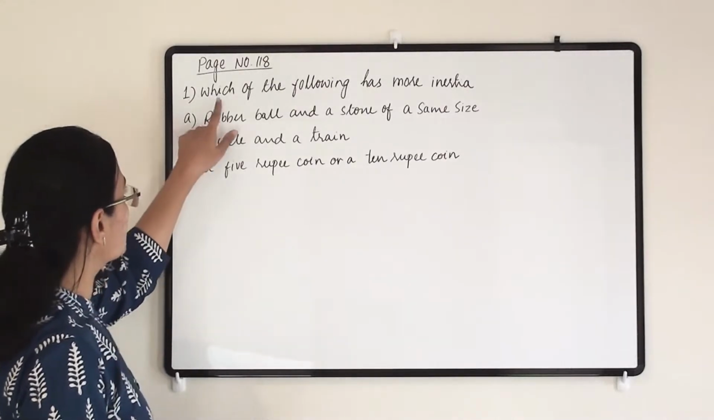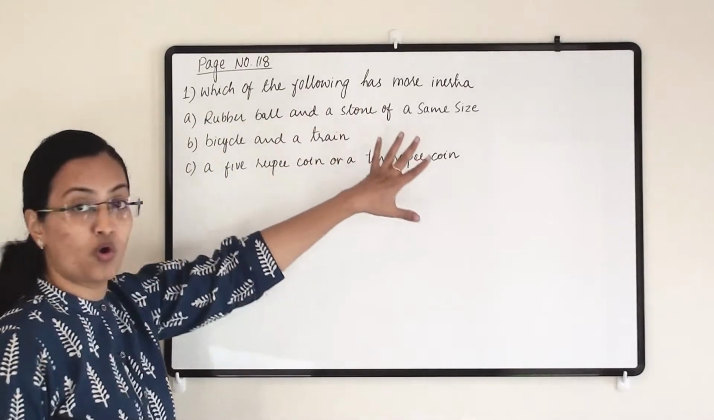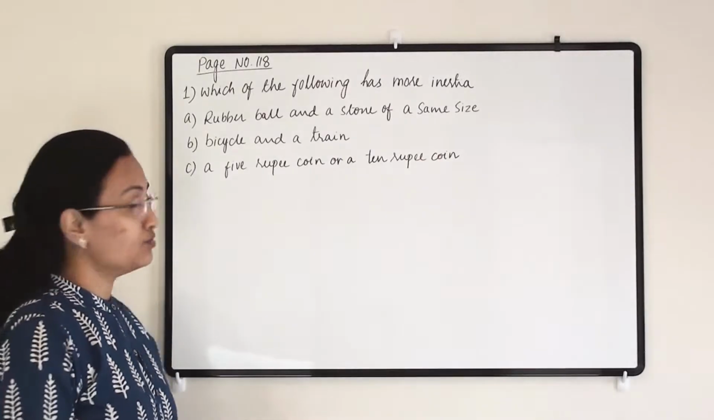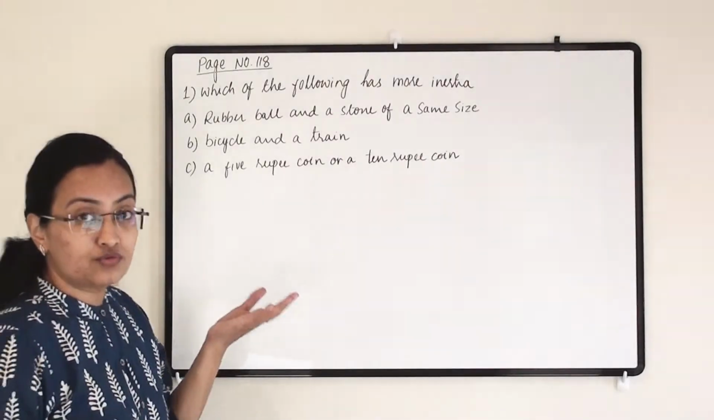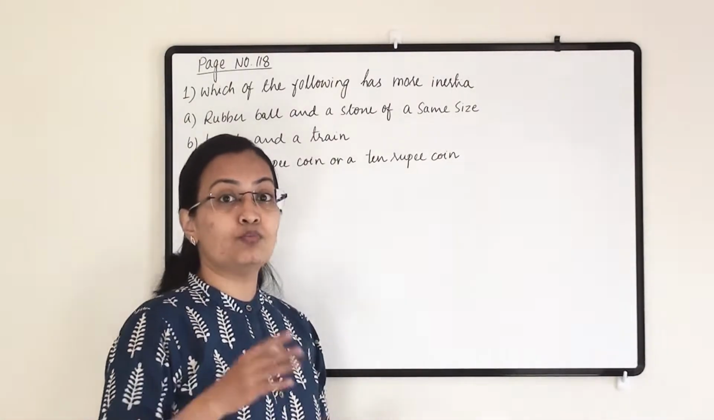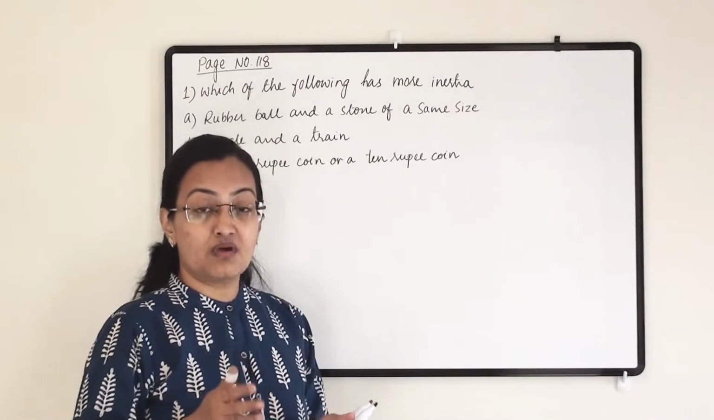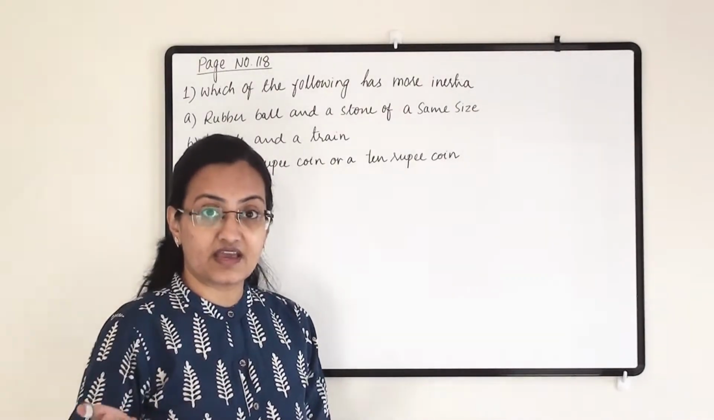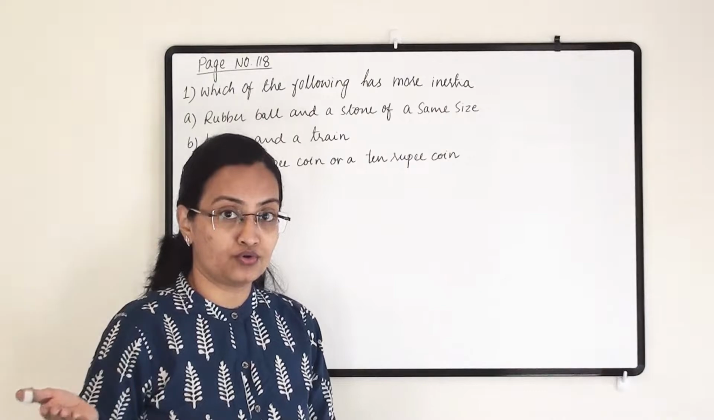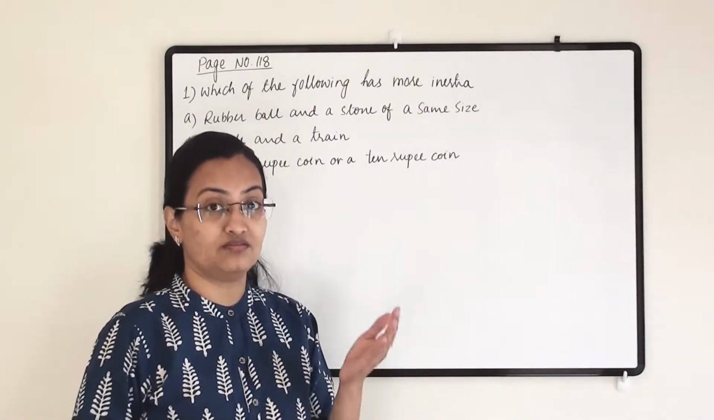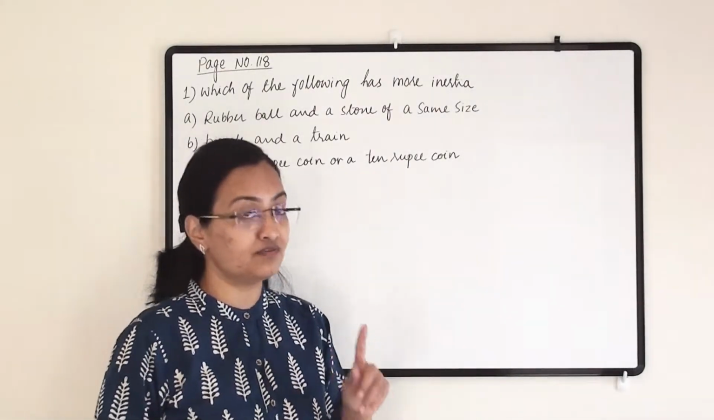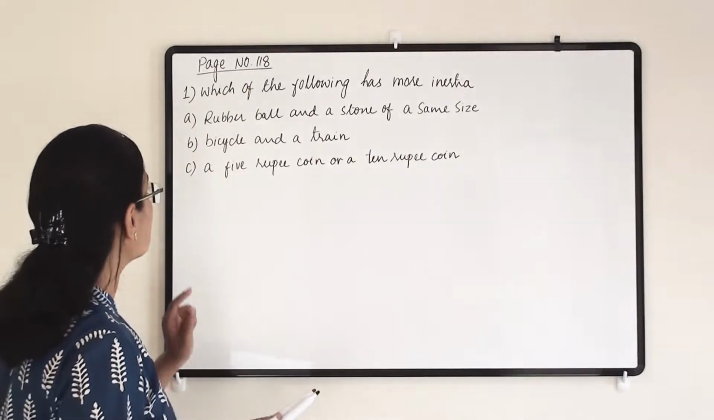First question is, which of the following has more inertia? So here what we have to keep in our mind is that whose mass is more. As the mass is towards the heavier side, the inertia will be more. So whose mass is more, that object's inertia will also be towards the higher side.